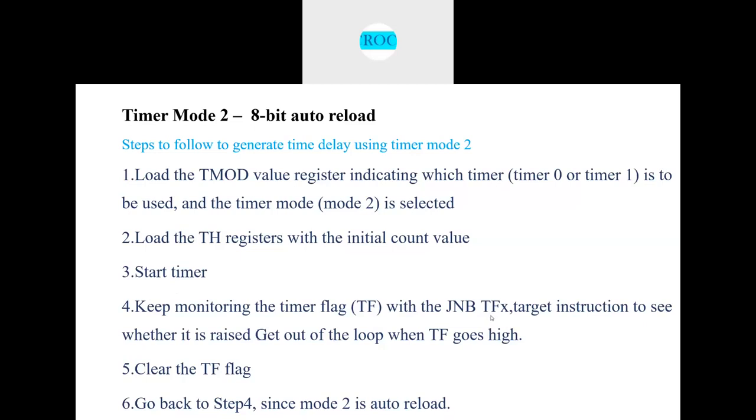Whenever it is set to high, the lower register will be reinitialized with the count value stored in the TH register. After that, you clear the overflow flag and go to step 4, since it is an auto reload mode. So the TL register will again be loaded with whatever value you have in the higher byte register. This is the process you need to follow in order to generate the delay using mode 2.